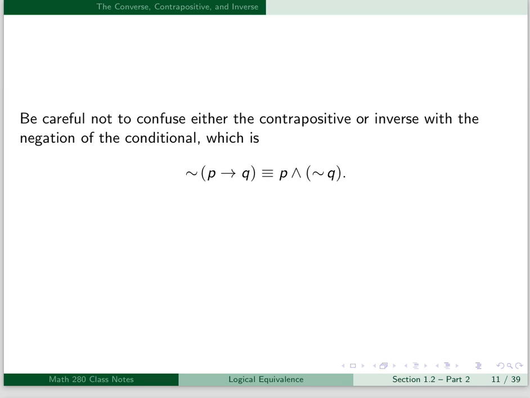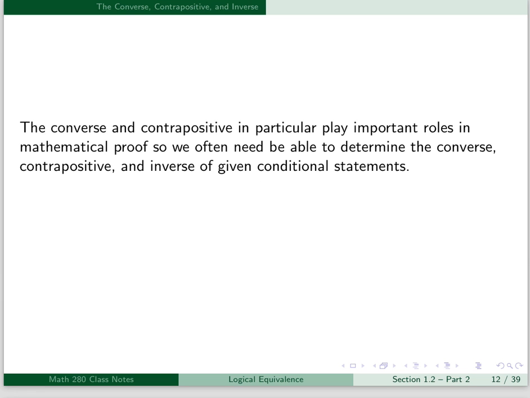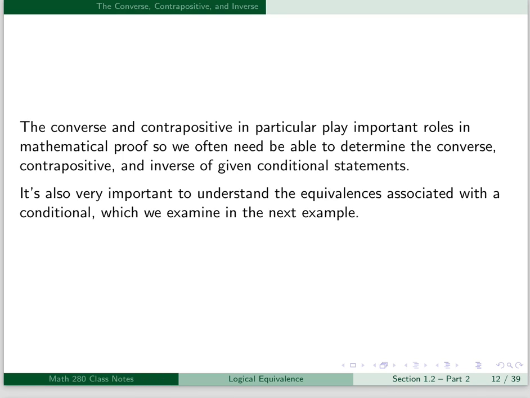Be careful not to confuse either the contrapositive or inverse with the negation of the conditional, which we've shown is not quantity P implies Q is equivalent to P and not Q. In both the contrapositive and inverse, the hypothesis and conclusion of the conditional are negated separately. The converse and contrapositive in particular play important roles in mathematical proof, so we often need to be able to determine the converse, contrapositive, as well as the inverse of given conditional statements. It's also very important to understand the equivalences associated with a conditional, which we examine in the next example.